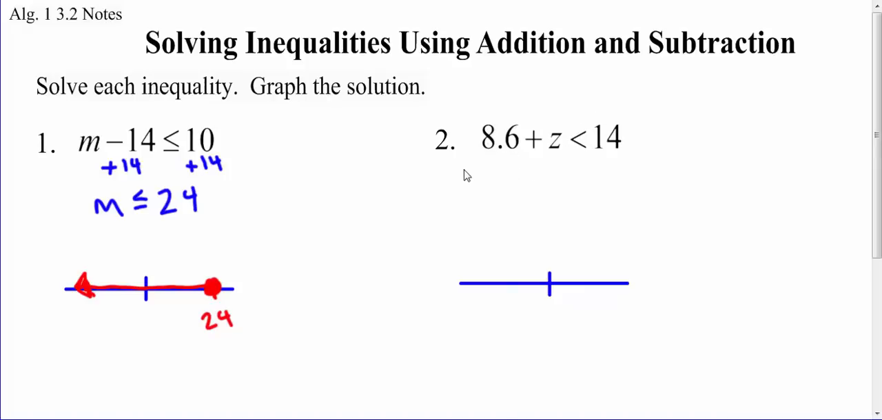Alright, similar problem on number 2. We will subtract 8.6 from each side. And we'll have z is less than, and we would get 5.4 over there. So z is less than 5.4. Again, just make up a spot where you want to have your 5.4. I'm going to put it right here, 5.4. And then less than tells me that we have an open circle, and it's less than, so that again the arrow goes to the left.